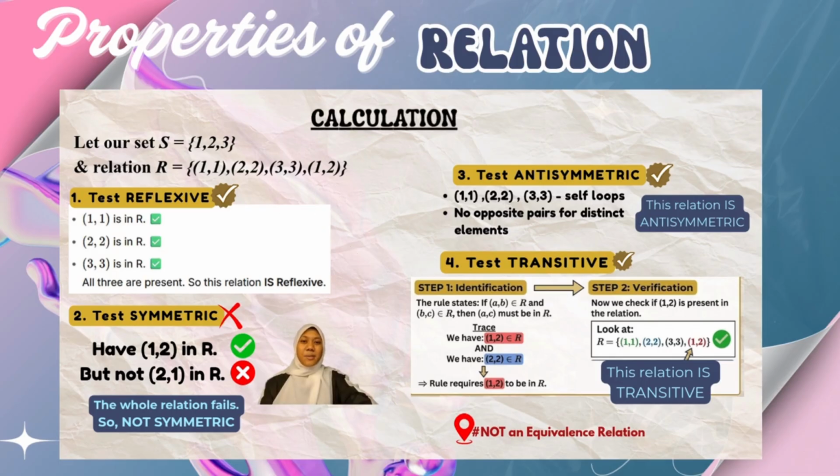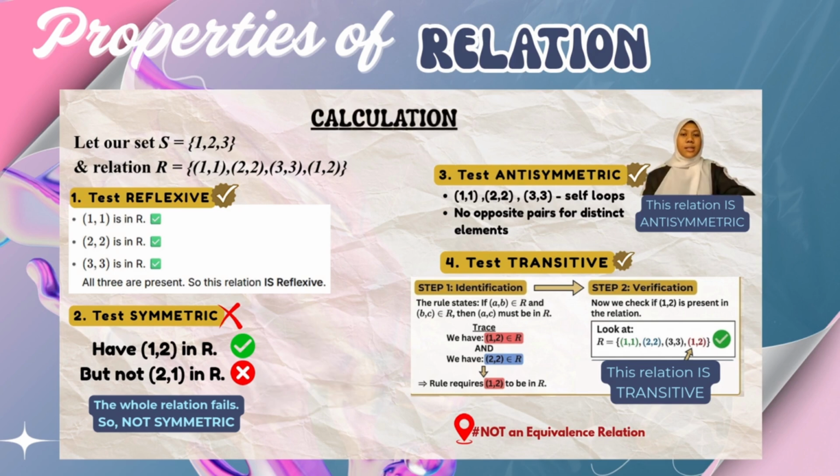Second, we test symmetric. We check if every pair has it reversed. We have (1,2) in R, but is (2,1) in R? No, it's missing. Since we found one missing reverse, the whole relation fails. So this relation is not symmetric.